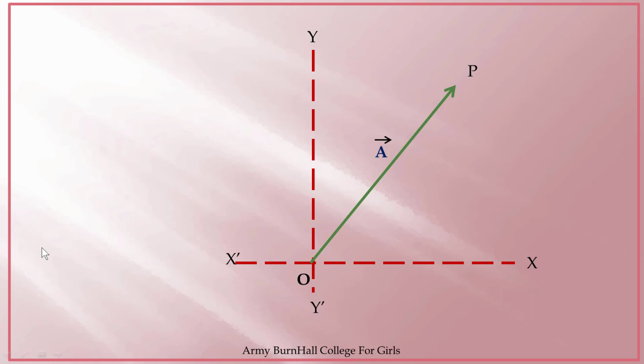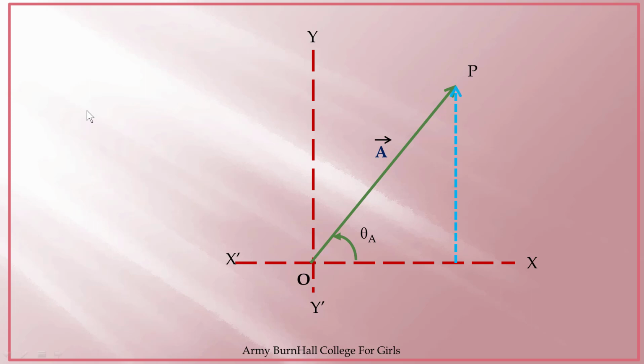Now what do we have to do? We have to resolve this vector into its components, horizontal component and vertical component. For that purpose, we have to draw the projection of this vector along the x-axis and along the y-axis. Projection means shadow, exactly downward shadow. If we draw its shadow on this x-axis, this will be its horizontal component, and if we draw its shadow along this y-axis, then it is its vertical component.